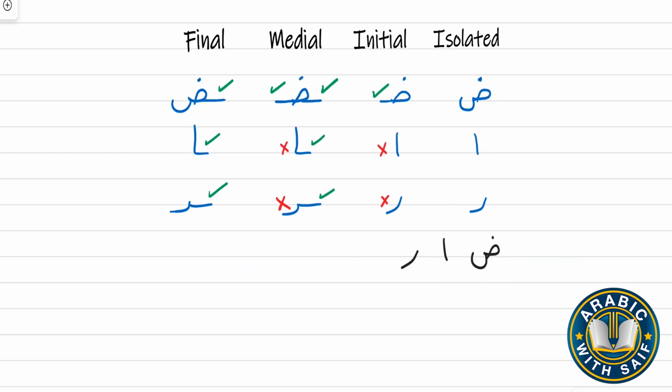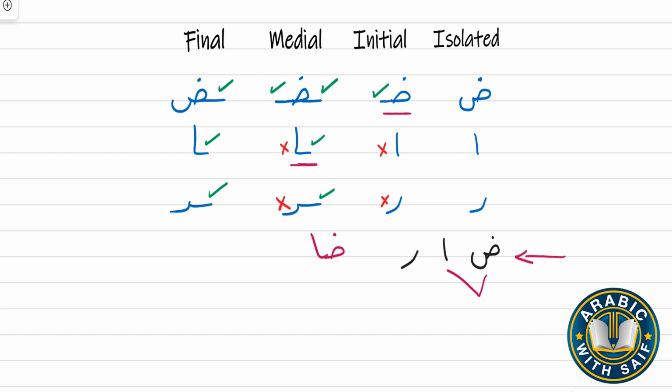Another word. Daad, Alif, Ra. Let's connect these three letters. First, we will check the relation between Daad and Alif. If Daad is at the beginning of a word, it can be connected to any letter after. And letter Alif in the middle allows connecting a letter before. So both will get connected.